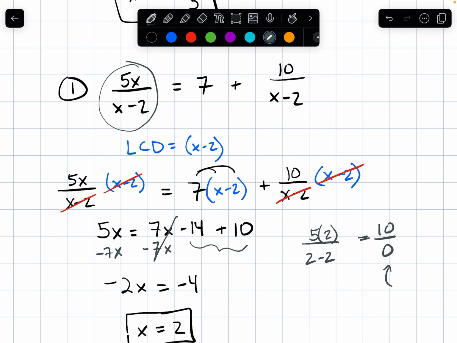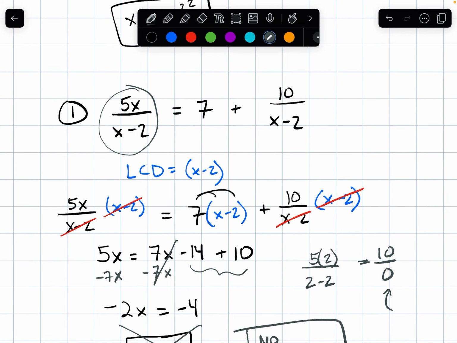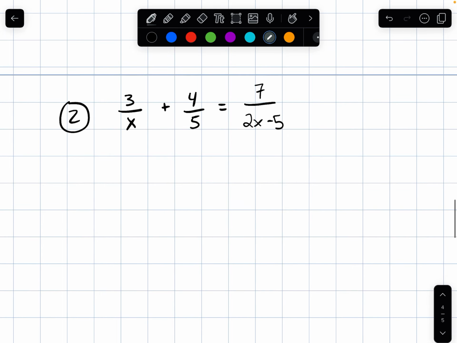We know that we're going to get an answer of 10 over 0, but that is an issue because you cannot divide by 0. So x equals 2 does not work. That means that this problem has no solutions. All right? No solutions to this problem. That means that there's no value for x that you could plug in that would ever make this a true statement. Problem 2.